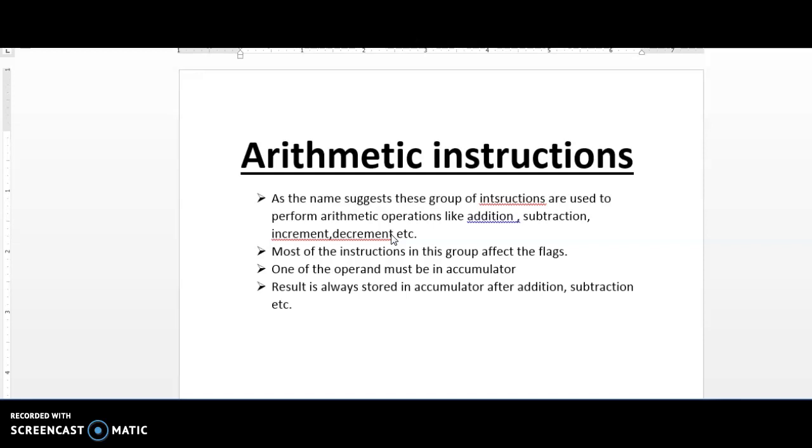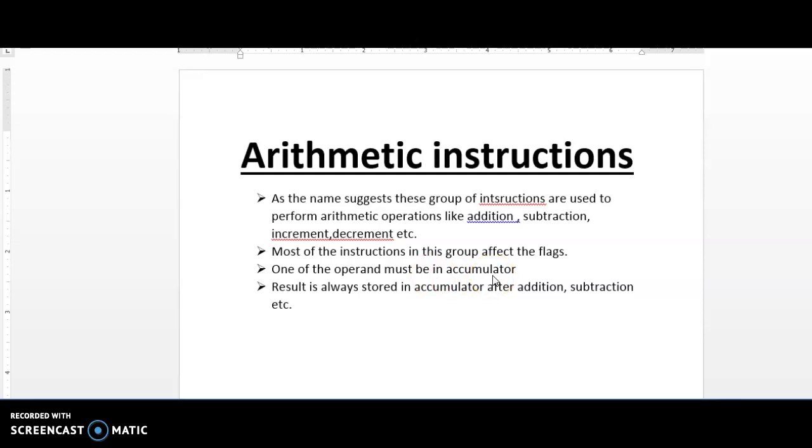Direct instruction is not available in 8085. Multiplication is done with the help of repetitive addition, and division is done with the help of repetitive subtraction. So main instructions are for addition and subtraction, as well as for incrementing and decrementing the content. Now most of the instructions in this group will affect the flags because it is an arithmetic operation.